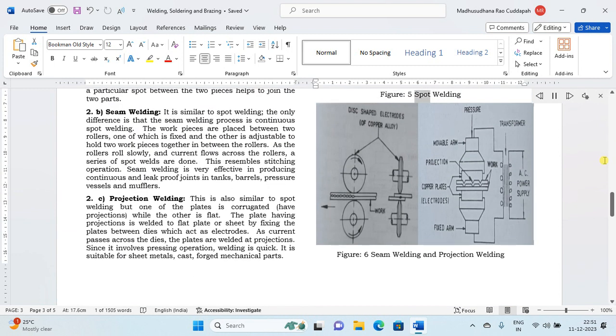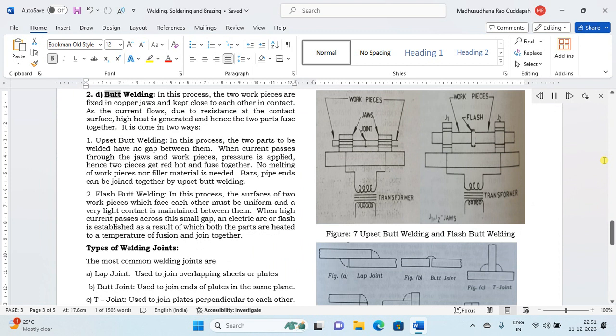Figure 5. Spot welding. Figure 6. Seam welding and projection welding. 2d. Butt welding. In this process, the two workpieces are fixed in copper jaws and kept close to each other in contact. As the current flows, due to resistance at the contact surface, high heat is generated and hence the two parts fuse together. It is done in two ways.